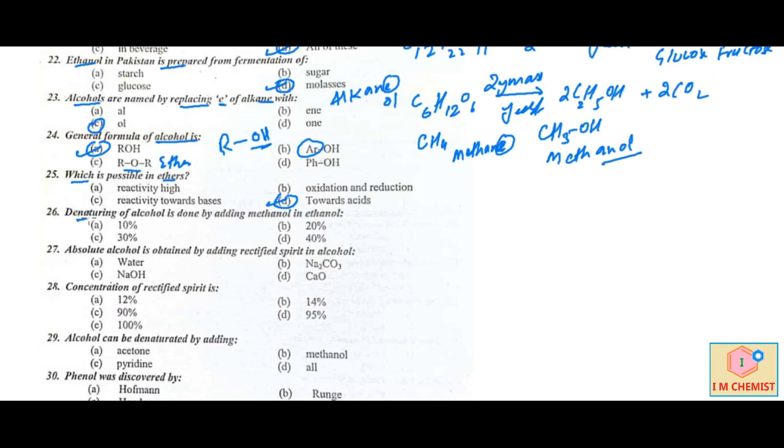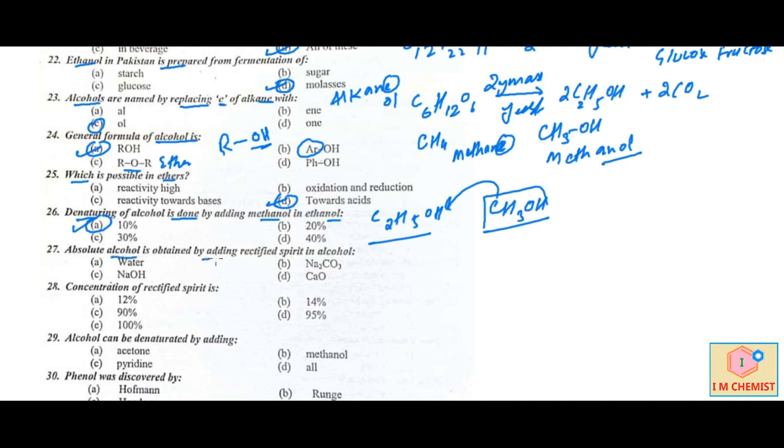MCQ number 26, denaturing of alcohol is done by adding methanol in ethanol. If you have ethanol and if you want to denature it, then you have to add methanol into it. The formula for methanol is CH3OH. You have to add about 10% of methanol into ethanol. So option number A would be correct.